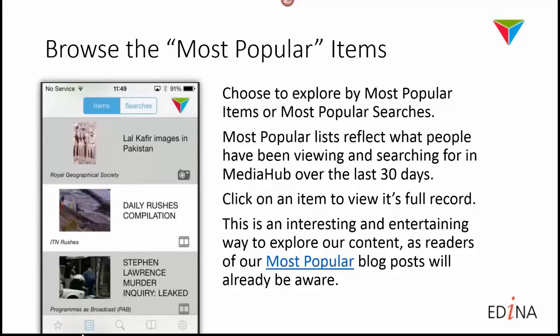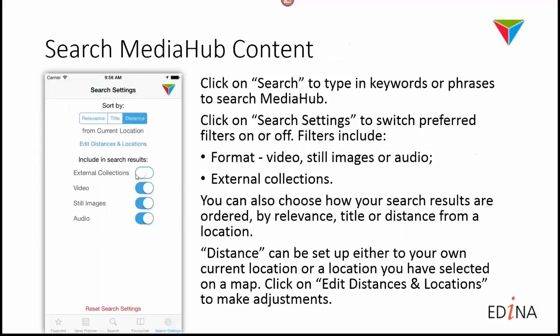So you can then browse through those in a similar sort of way, and this is the most popular stuff for the last 30 days. If you go into MediaHub and click Explore by most popular, it's the same content that you would find there. And again, if you click on an item, you get to view its full record. And it's quite a fun way to find things, actually. We're always fascinated to find out why something is the most popular thing each month. Some of them are more obvious than others. I'm not quite sure why the Lal Kafir images in Pakistan were most popular last month.